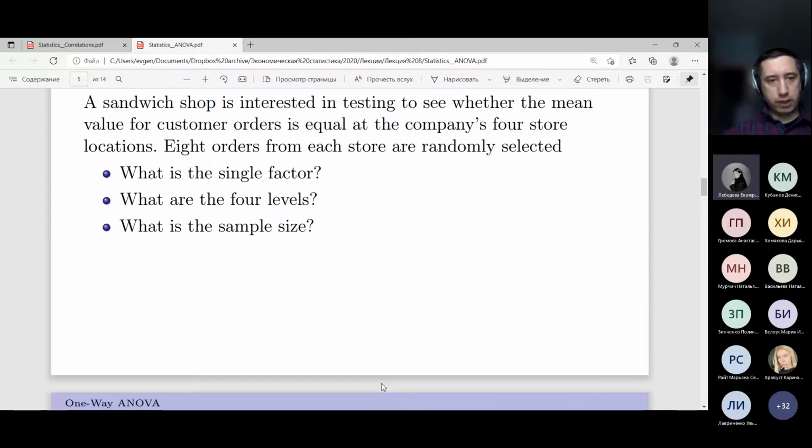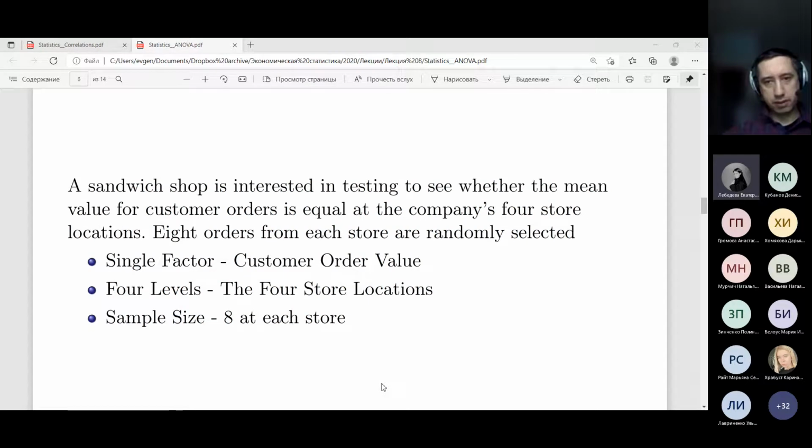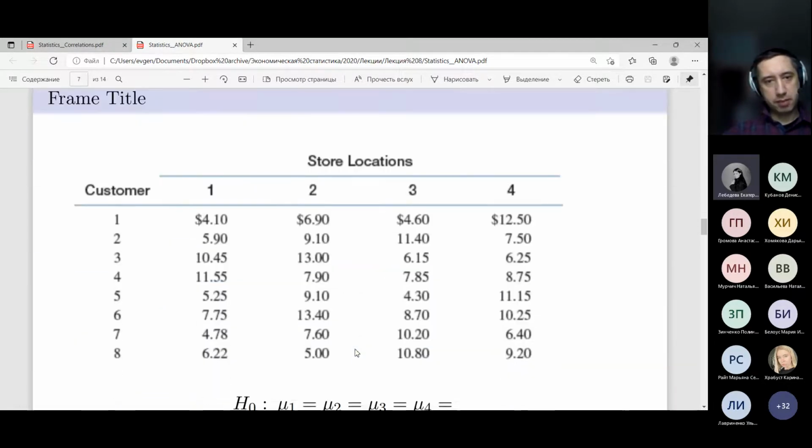Okay, good. Well, and the right answer is, so no, you're right. The single factor is customer order value. Then 4 levels are the 4 store locations, so all stores, and the sample size, you're absolutely right, is 8. Good. Well, this part is simple.